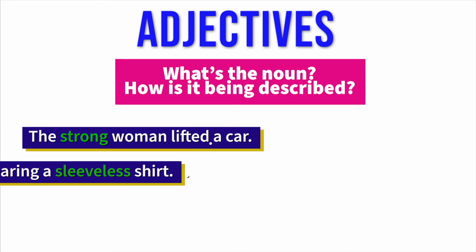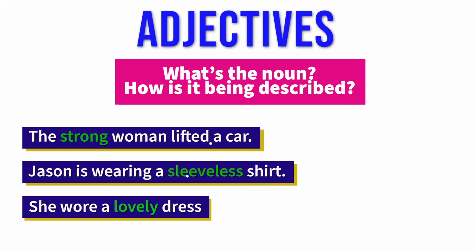Look at this first example. The strong woman lifted a car. Well, in that sentence, what is the subject or what is the noun in that sentence? There's a few, but there's one main. Right, the main noun in that sentence is woman. Okay, well, how is the woman described? Well, she's strong. The strong woman. Easy. Okay, let's move on to the next example.